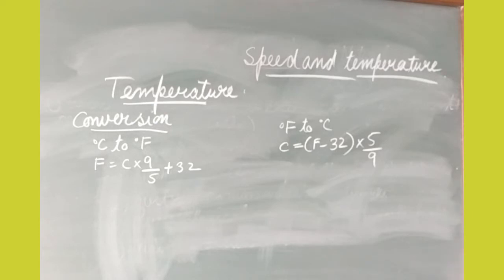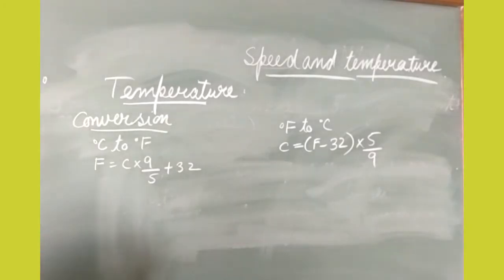Now, a thermometer is the instrument used for measuring temperature. Temperature is measured in degrees, and the symbol for degree is this one. This is the symbol for degree. Understood?